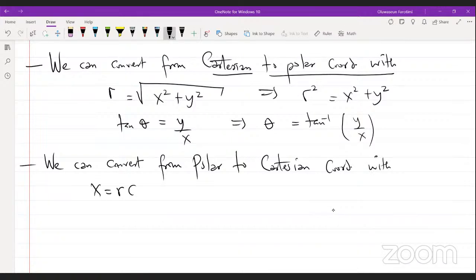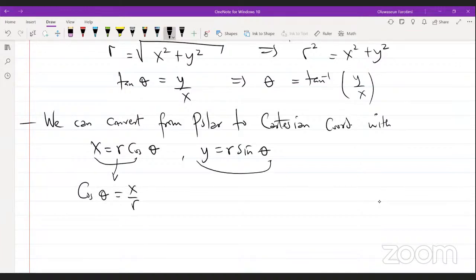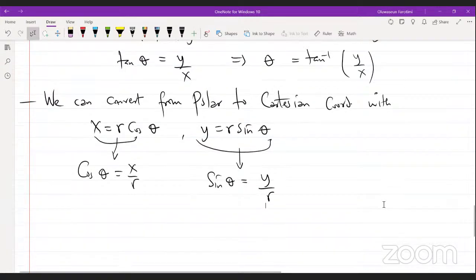x equals r cosine of theta, y equals r sine of theta. Now, what does this mean, guys? Can I get cosine theta all by itself? The answer is yes. So cosine of theta is just x over r, and sine of theta is just y over r. You're just making them the subject of the formula.